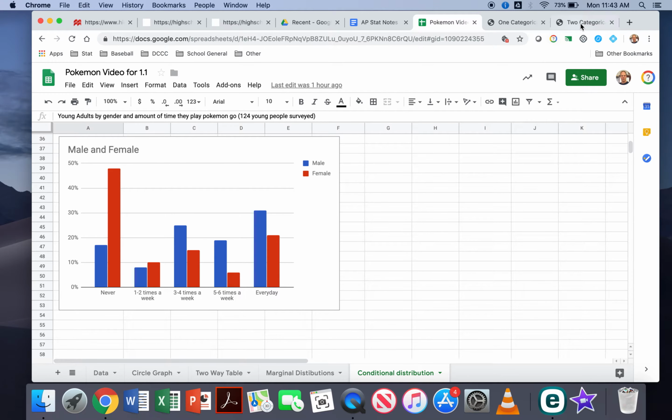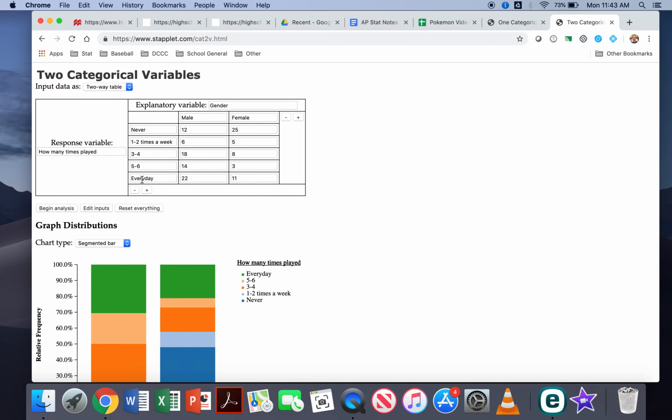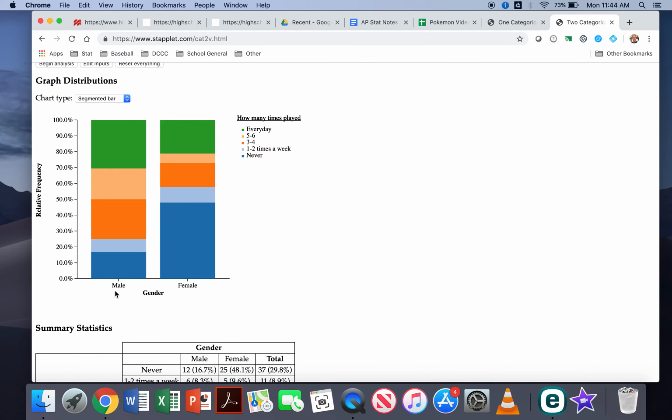Now, in AP Stat they love these type of graphs here. This is called a segmented bar graph, and it's done the same way with the same table that I had on the other page, except here's male, here's female, and they just do them as percentages here. What would these two graphs look like if you expected there to be no association? Think about that, and then we'll talk about that.